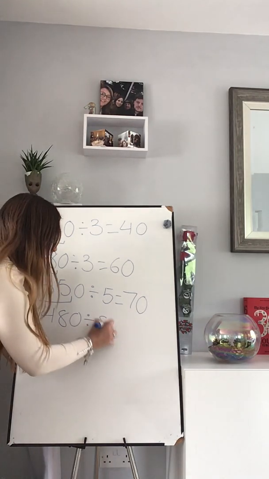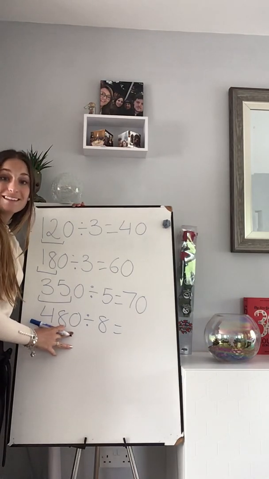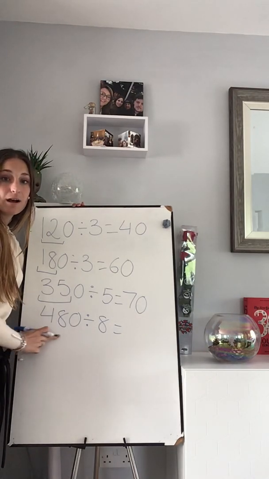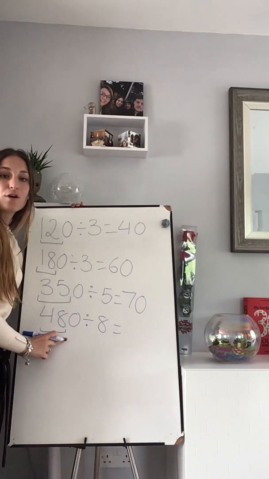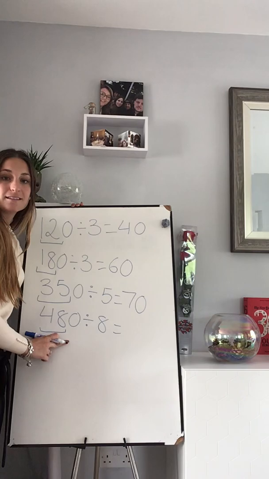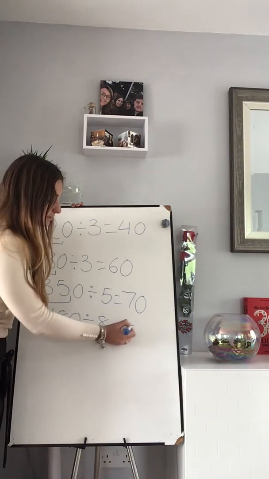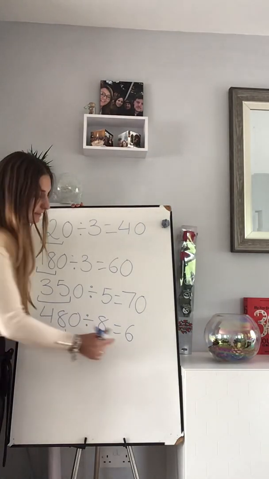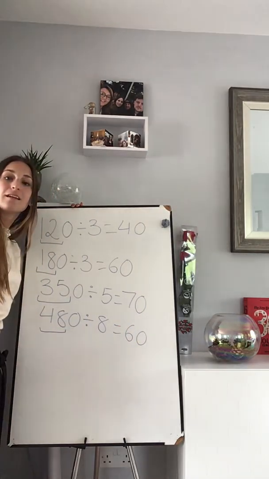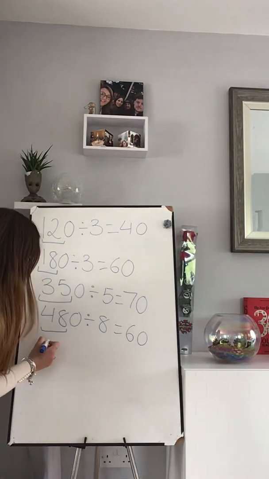480 divided by 8. Multiple of 10, it ends with a 0. I'm going to look only at my first two numbers. 48. Is 48 on my 8 timetable? 6 times 8 is 48, add a 0. Okay? And now this one was a little bit tricky. It was a special one.